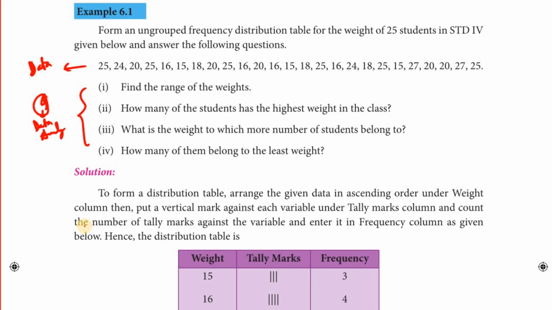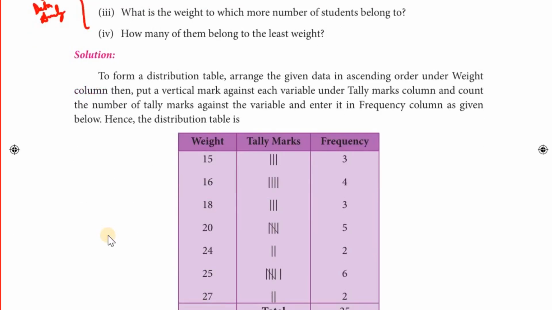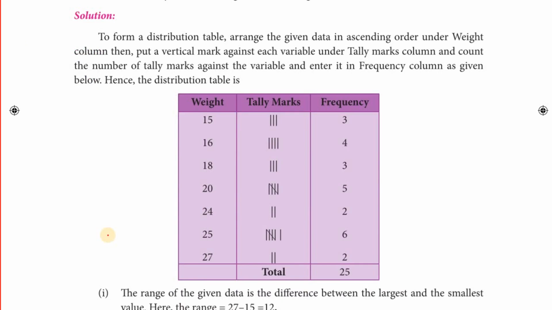Now the first step, you see over here, to form a distribution, arrange the given data first in ascending order under the weight column like this, and then put a vertical mark against each variable under tally marks like this. The basic rule of tally is, suppose there is some number, say x, and this number x is repeated, say, 4 times in the data, then I will use the tally representation as 1, 2, 3, 4.